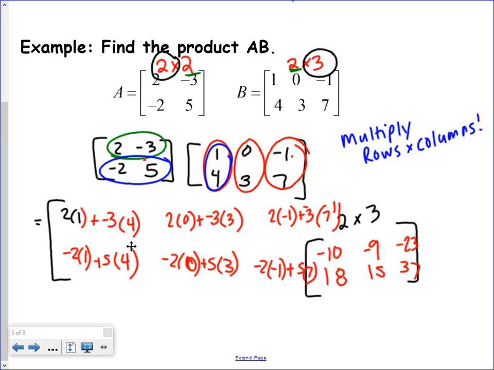Apologize that all my stuff got squished together. But my answer matrix should be the 2 by 3 matrix, first row negative 10, negative 9, negative 23, second row 18, 15, 37.